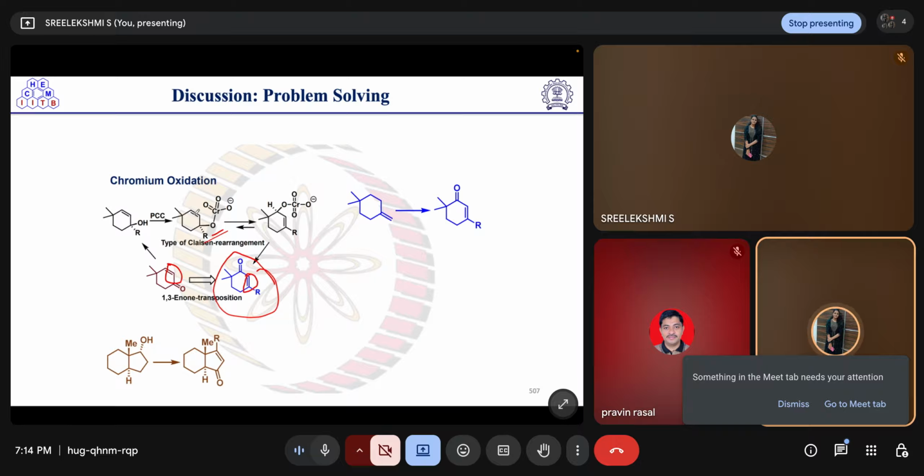Then a Claisen rearrangement takes place to form this particular compound, which upon removal of this chromium, we will be getting this. So it will take this proton, and this bond will shift over here, and we will be getting this ketone. If we compare the starting material and the product, it is a 1,3 enone transposition. So here also the same thing is happening with this PCC. This type of reaction is possible.